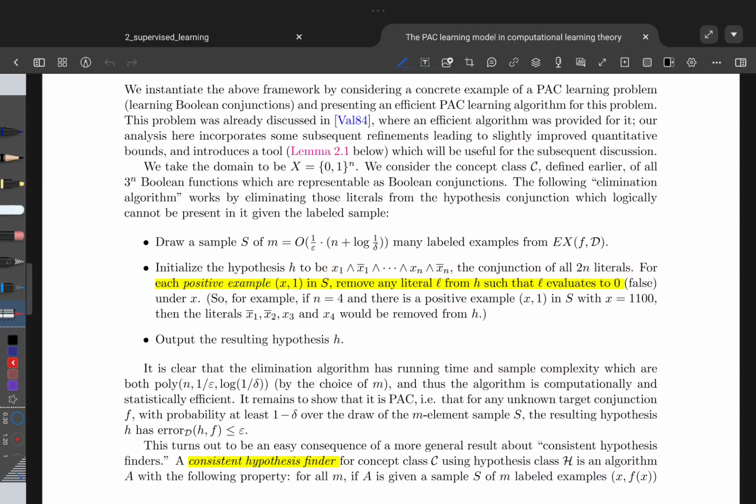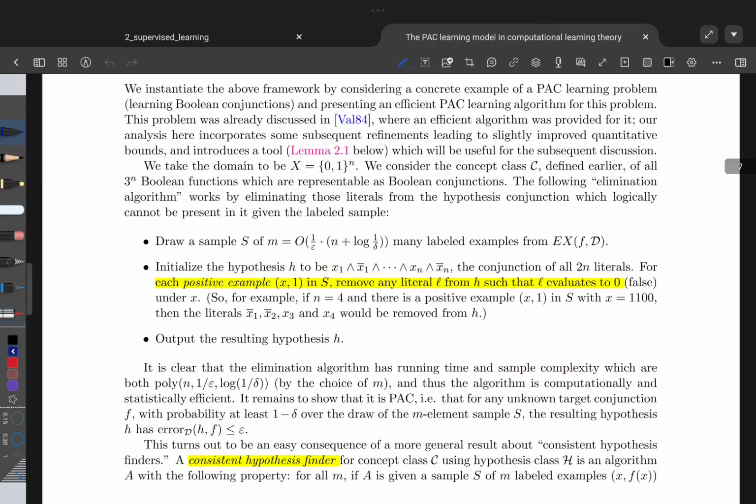So the observation that they make is that suppose you observe a sample 0 1 0 1 1, and the function value for this is 0, right? What can you say? What kind of functions can you eliminate?